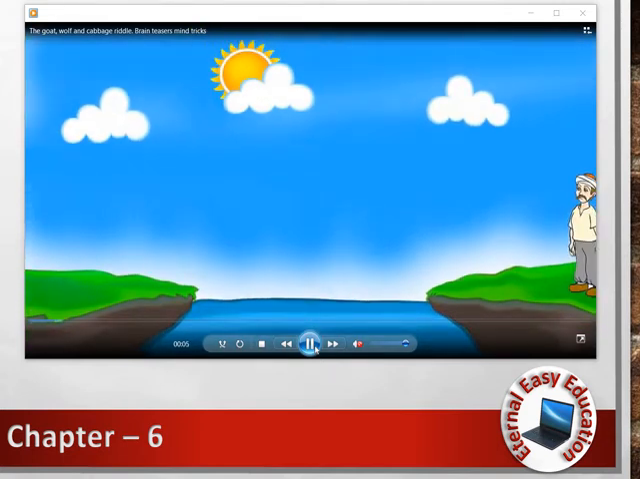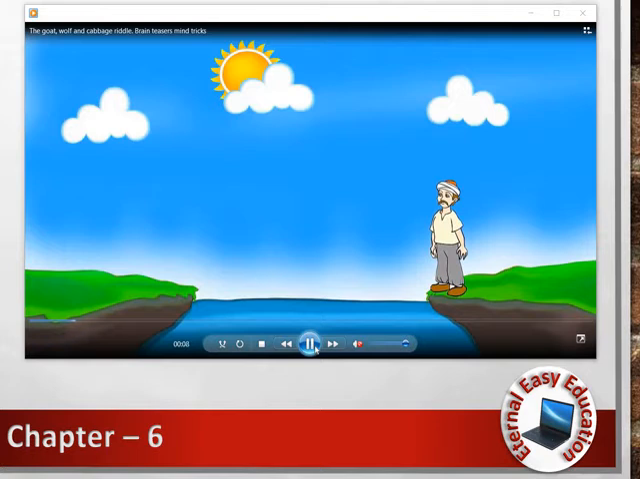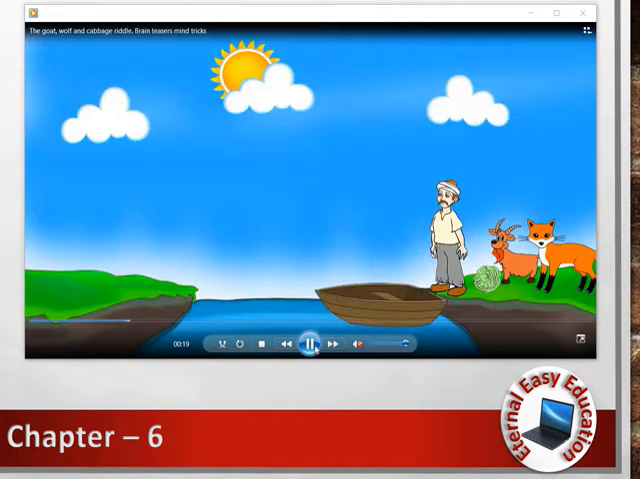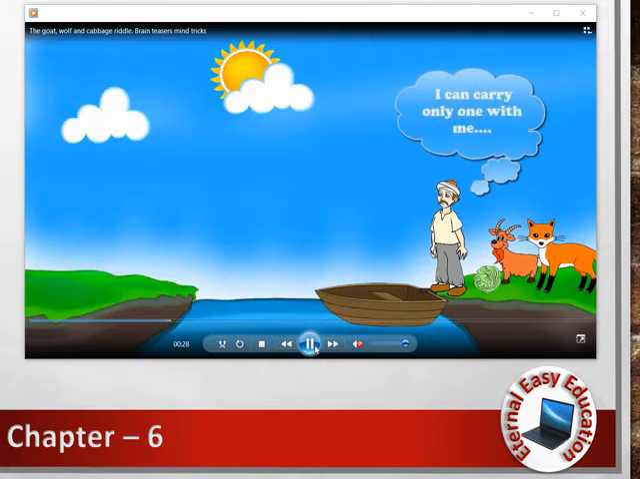Consider that on one side of the river, there is a farmer and a wolf, goat, and the grass. So the target is that all four have to come to the next bank. The condition is that the goat and the wolf, or the goat and the grass, should not be left alone, or else they will eat one another, right? The farmer can carry only one in the boat. If wolf and goat are alone, the wolf will eat the goat. If the goat and the grass are alone, the goat will eat the grass.